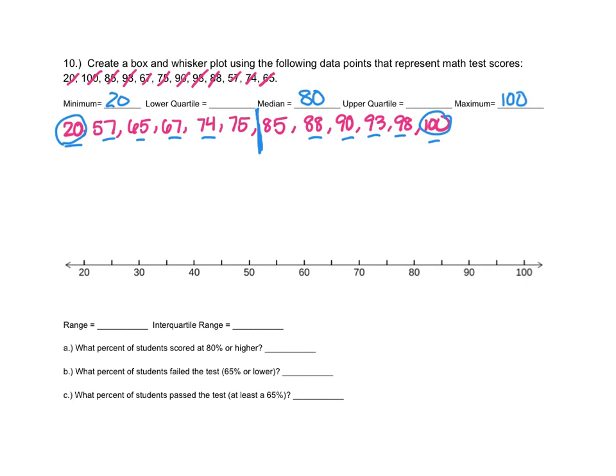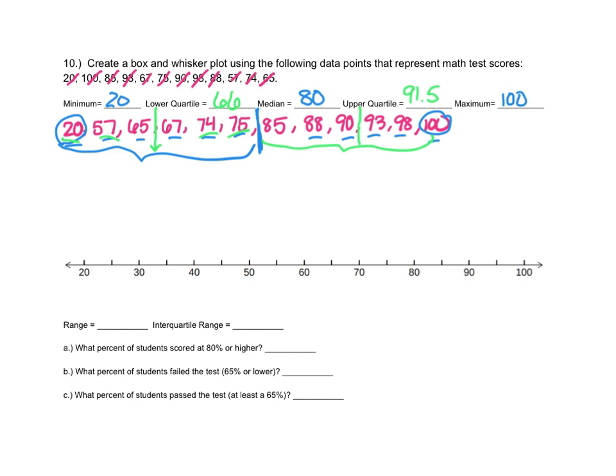Then the lower quartile is the median of the lower half. 1, 2, 3, 4. We have 2, so it'd be halfway between 65 and 67, which is 66. And the upper quartile is the median of the upper half, so it would be halfway between 90 and 93, which is 91.5. So that is your 5-number summary.